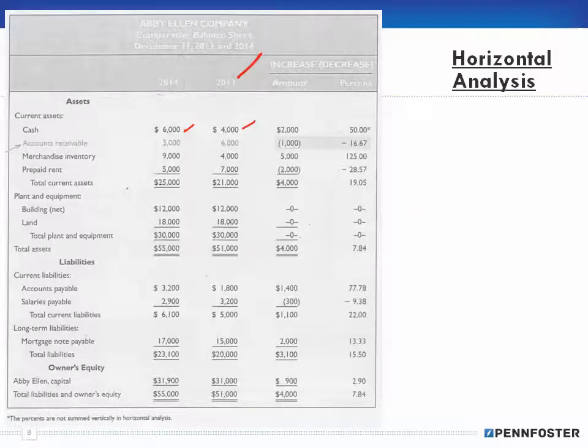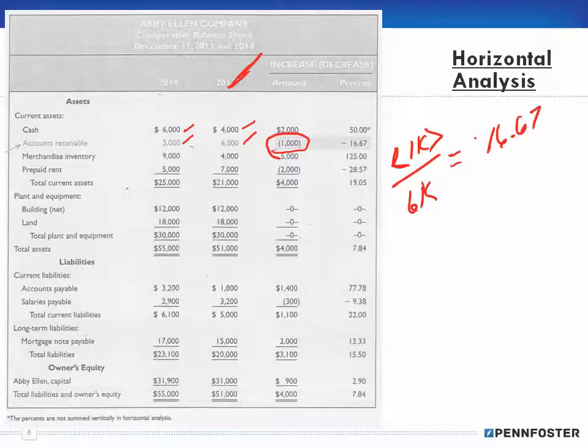All right, as another example. We started out with 6,000 in 2013, and now in 2014, we're at 5,000. So that means we had a decrease of 1,000. If we take the 1,000, and remember, it is a negative number, and divide it by the $6,000 as the base year, which is our 2013, we end up with 16.67%, but it's a negative 16.67% because it was a decrease.